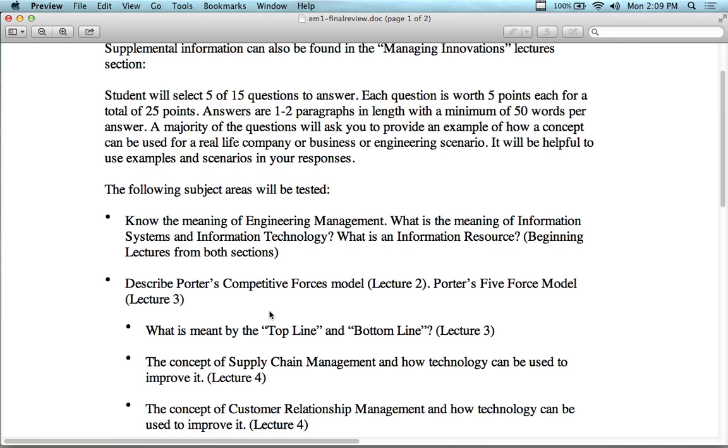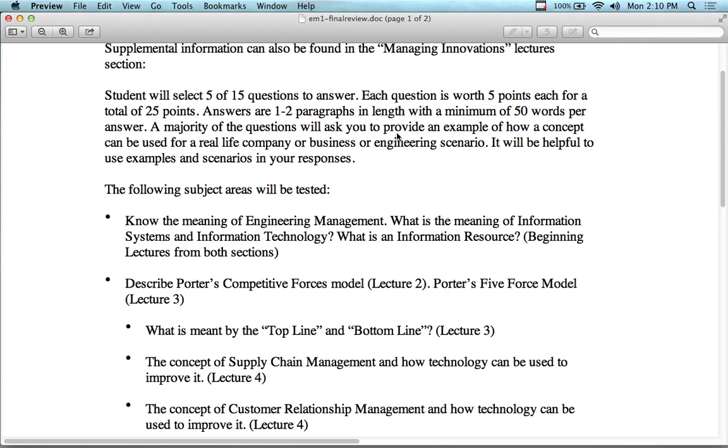You only have to answer 5 questions. But you don't have to give me an entire essay on all of them. Just 1 or 2 paragraphs that answer the question. I'll give you some sample answers along with some sample questions so we can see how that works. But the minimum has to be 50 words per answer, which is easy to do.